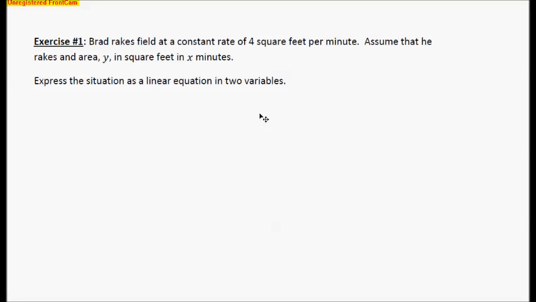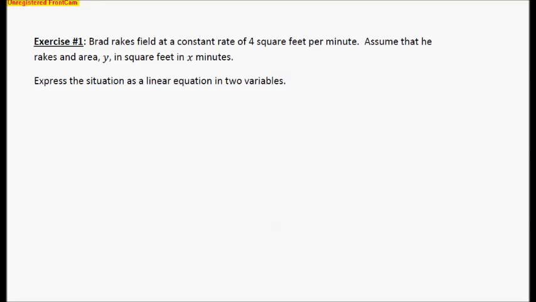It says Brad rakes a field, or his field. Brad rakes a field at a constant rate of 4 square feet per minute. As soon as you see that constant rate, that tells you that you have a linear situation here. So that means that you can describe this with an equation that looks like y equals mx plus b. It says assume that he rakes an area y in square feet in x minutes, and we want to express the situation as a linear equation in two variables.